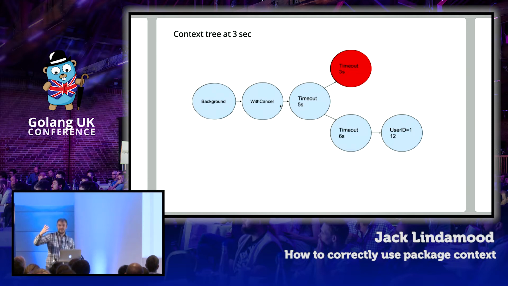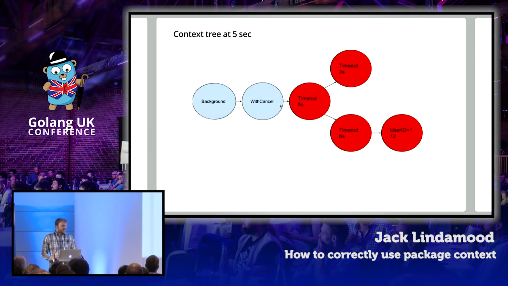After 3 seconds, this context chain times out the 3-second node, so the 3-second node says it's done. At 5 seconds, the 5-second node times out, but what may be less intuitive is that the 6-second node also times out because it is a child node of the 5-second node, right? And then the value node also times out because it's a child of the 6.